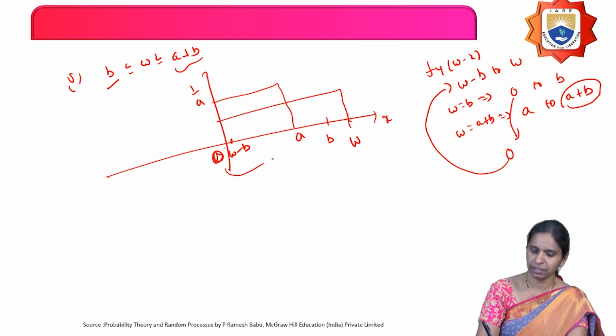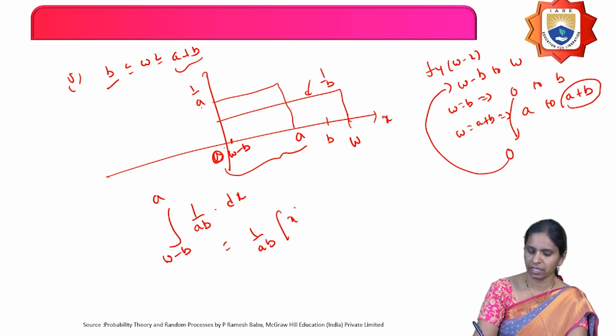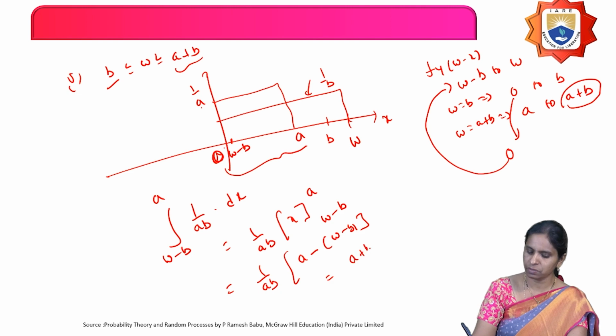Therefore, if you take the limit here, what is the limit of X? It is from W minus B to A. And what is this value here? 1 by A into 1 by B. This is nothing but 1 by AB into dx. And equals what? 1 by AB, and integration of 1 is nothing but x. The limits are from W minus B to A. And substitute the upper and lower limits. Then what can you obtain here? This is A minus W minus B. So that equals what? Here A plus B minus W by AB.